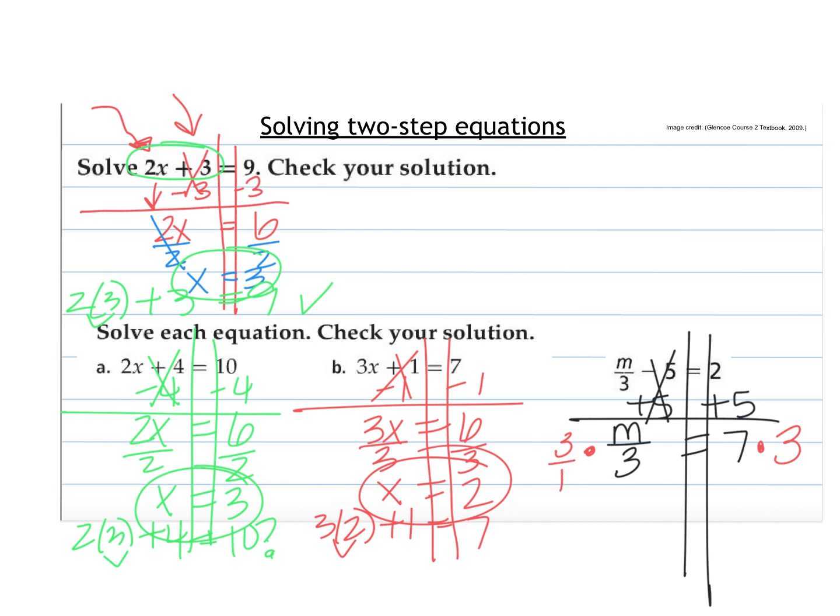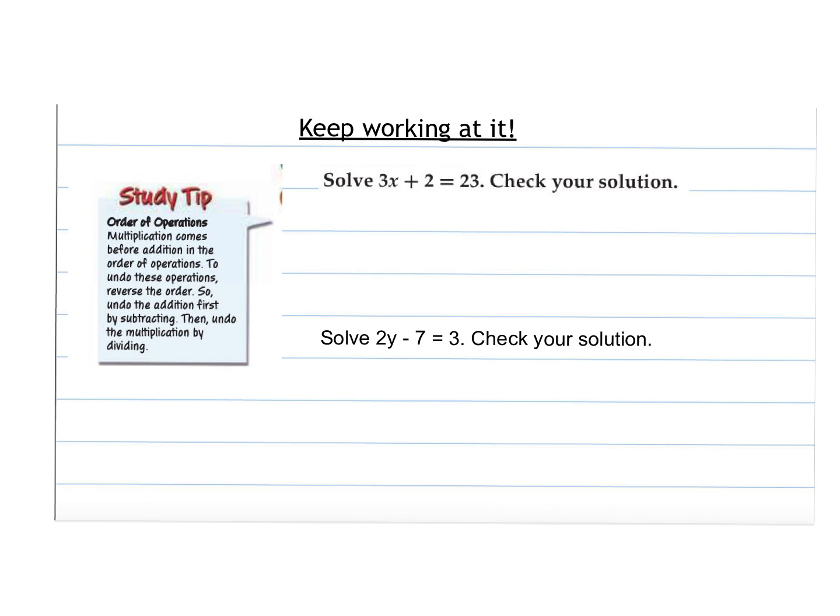So really, it's 3 over 1. 3 times m divided by 3 is just going to cancel it out to m equals 21. So let's try that. 21 divided by 3 is 7, minus 5 is 2. So m equals 21. Pause the video and try these two on your own and then come back and check your work.